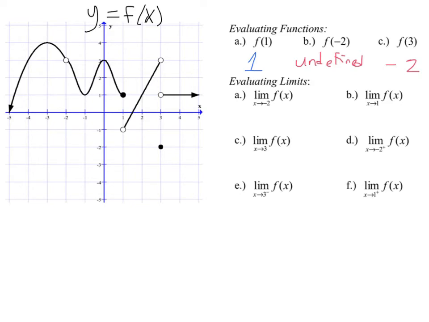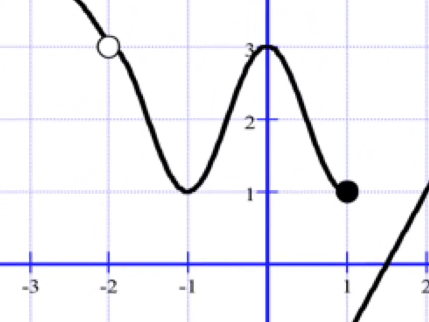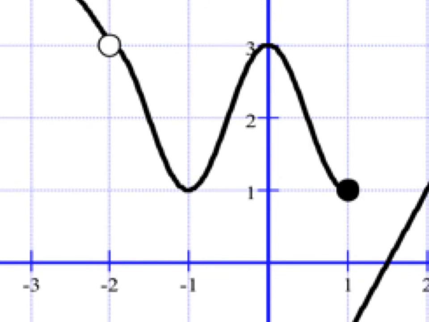And so there's a part of me that wants to say, all right, let's zoom in on this graph near negative 2. As I plug in x values that get closer and closer to negative 2, so as I plug in negative 1 and get this point, negative 1.5 and get this, negative 1.9 and get this, negative 1.99 and get this, what's happening to the values of this function? It looks like these values are coming up towards 3.